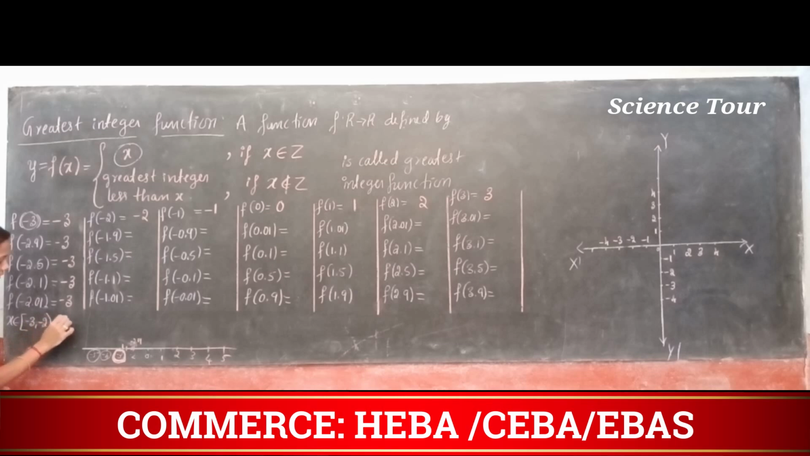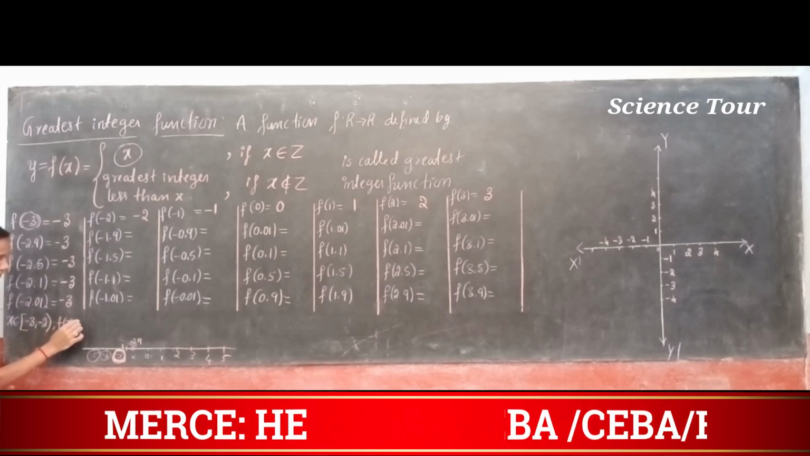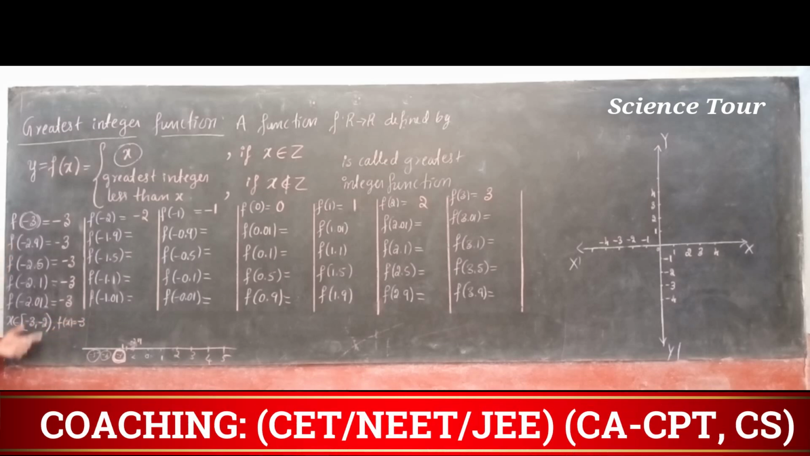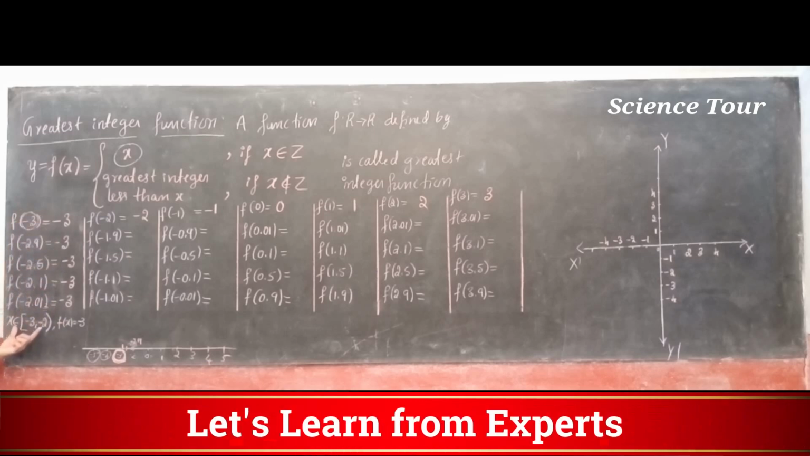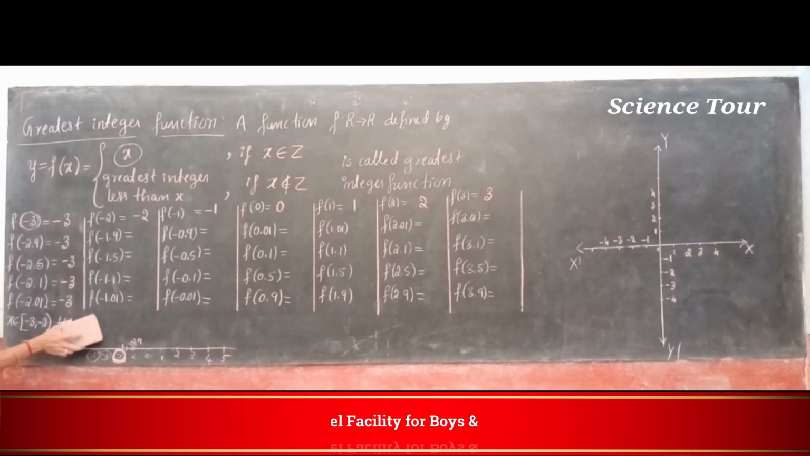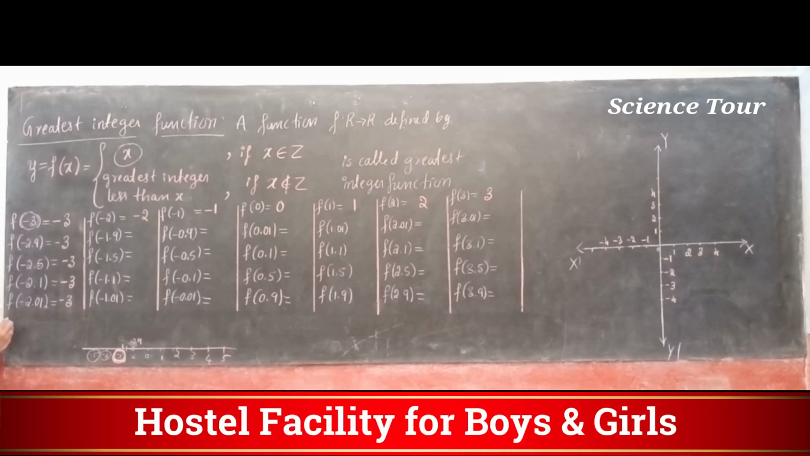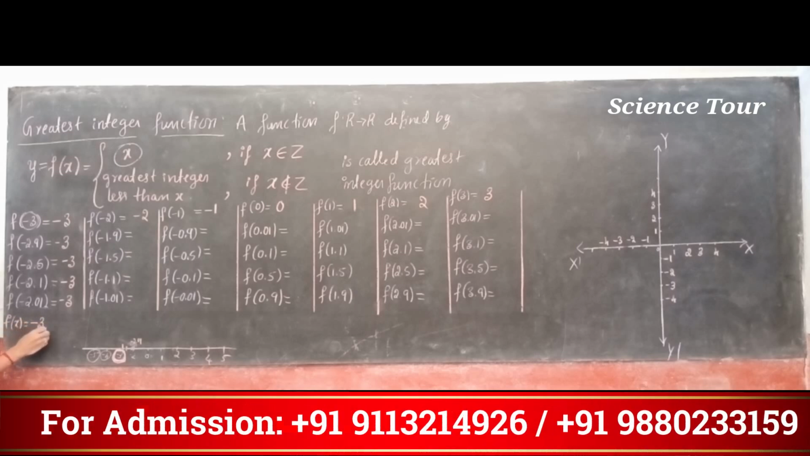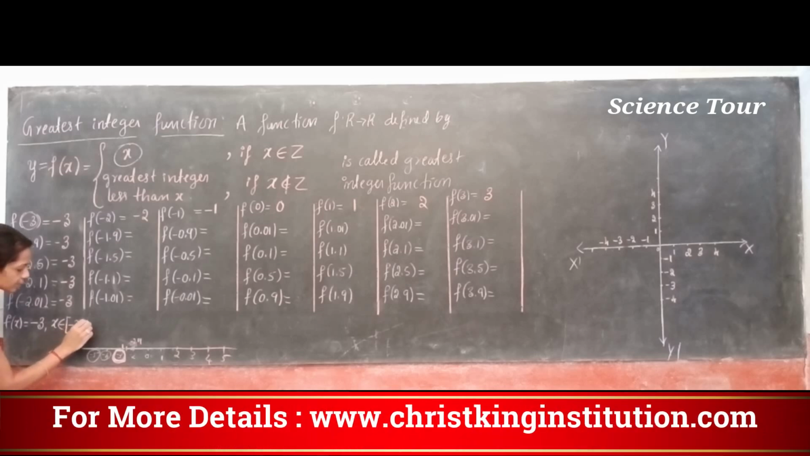what is the f answer? f of x will be minus 3. You can write it in this way also. Or otherwise you can write f of x is equal to minus 3 if x belongs to the half closed interval minus 3 to minus 2. Like this also you can write.